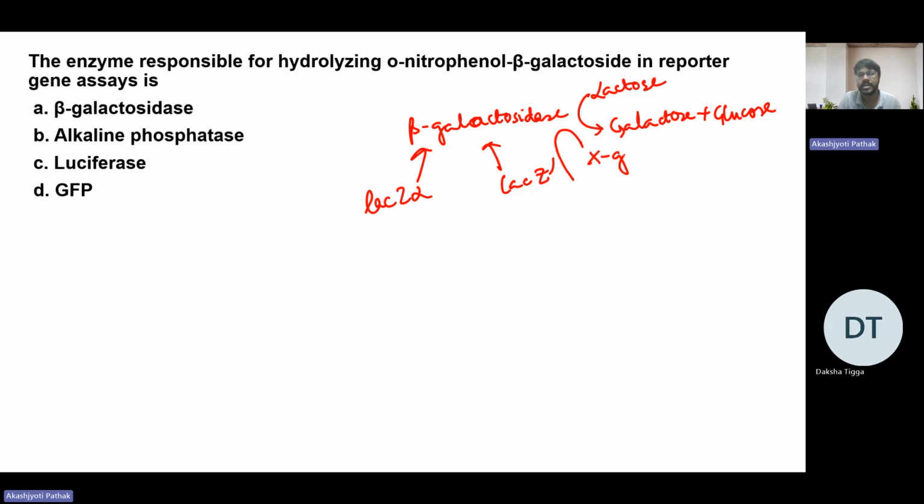but it can also catalyze a number of artificial substrates. So its artificial substrates are X-gal. When this X-gal is broken down, or enzymatically catalyzed, we get a blue colored compound. And it can also catalyze ONPG, the O-nitrophenyl beta-galactoside. We get a yellow colored product. Okay. So the answer is beta-galactosidase.